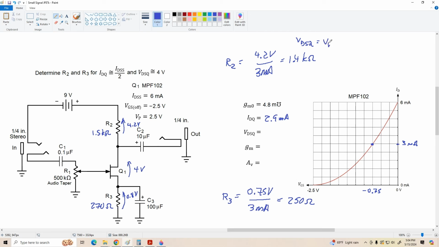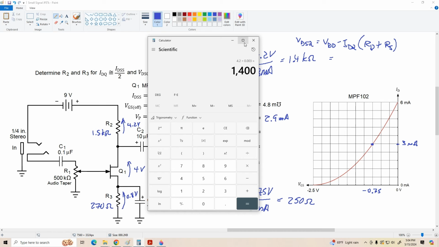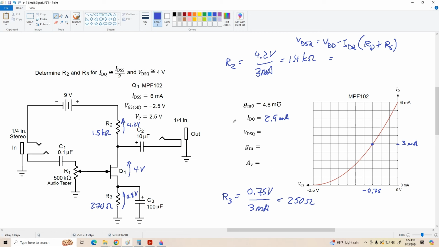VDSQ equals VDD minus IDQ times RD plus RS. Let's see what we've got here. We've got 1500 plus 270 times our current, 0.0029, and we're going to subtract that from 9, which gives us about, let's call it 3.9 volts. That's pretty darn close to our desired 4 volts, okay?